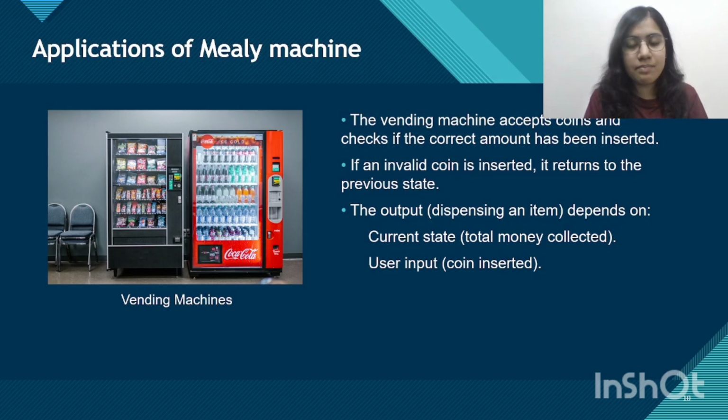And another example is a vending machine, which accepts coins and checks the correct amount has been inserted. Suppose we have to purchase an item of 10 rupees and we are inserting only 5 rupees. So that item can't be taken out from the vending machine. So here the output depends upon two things: the total money collected and the user input, that is the coin inserted. So it is also an example of Mealy machine.